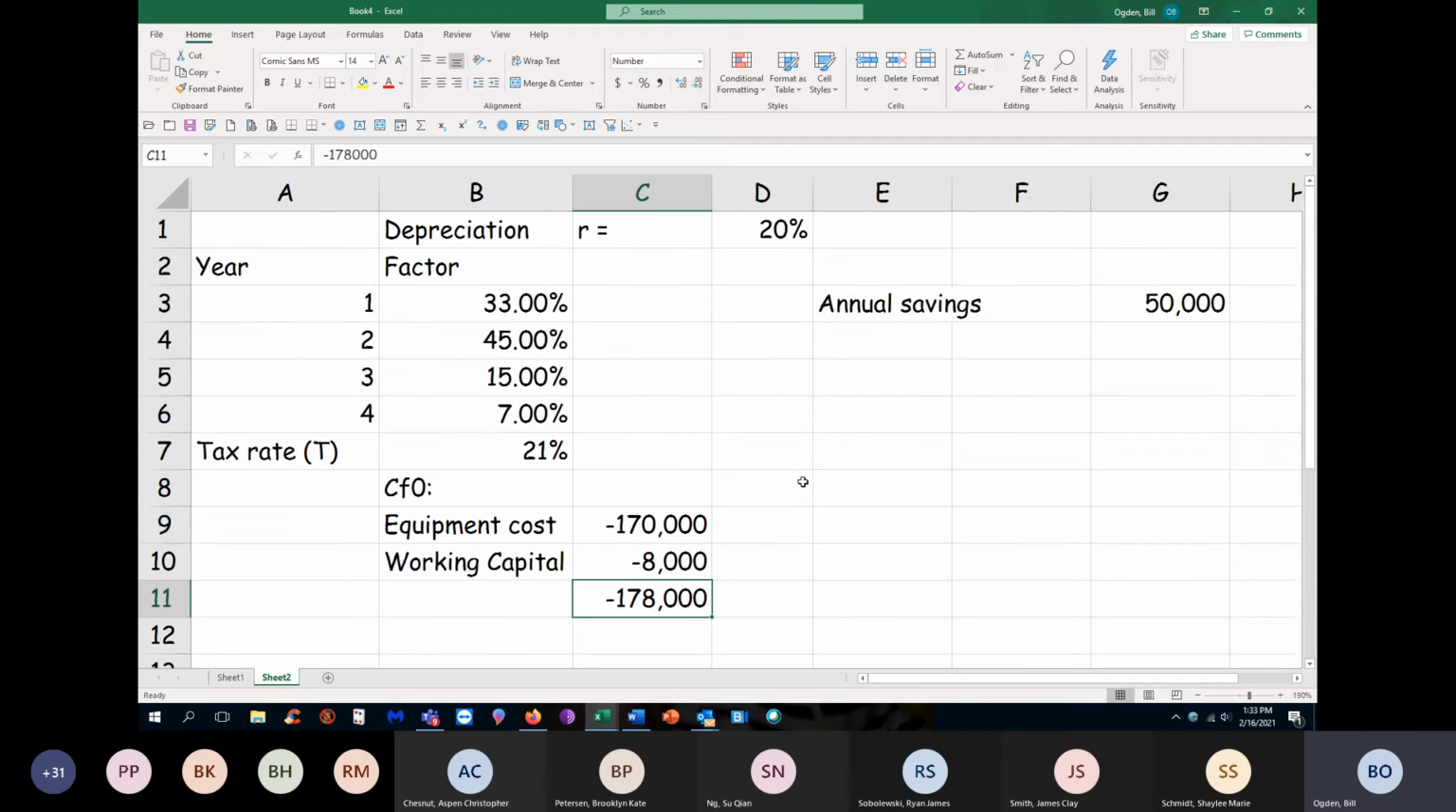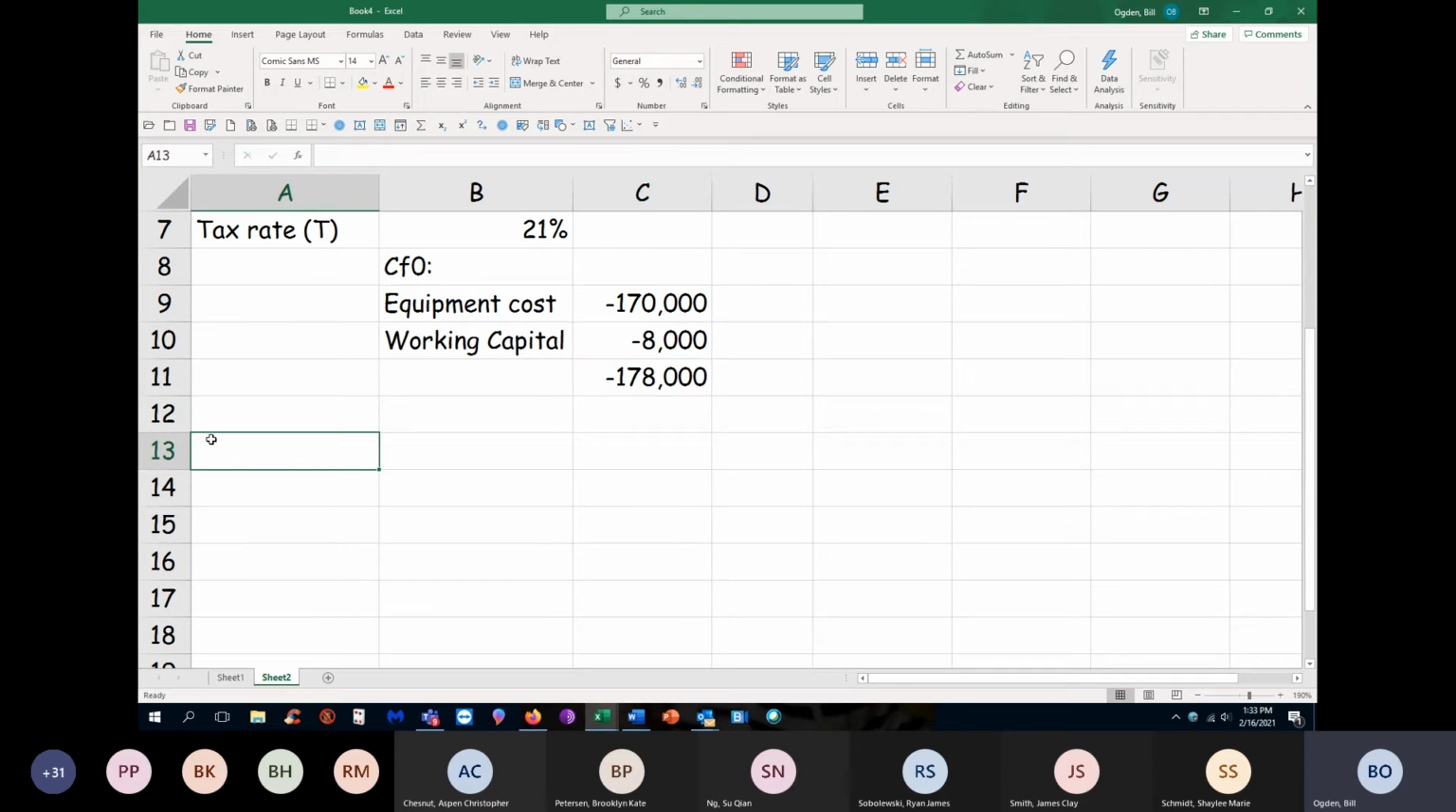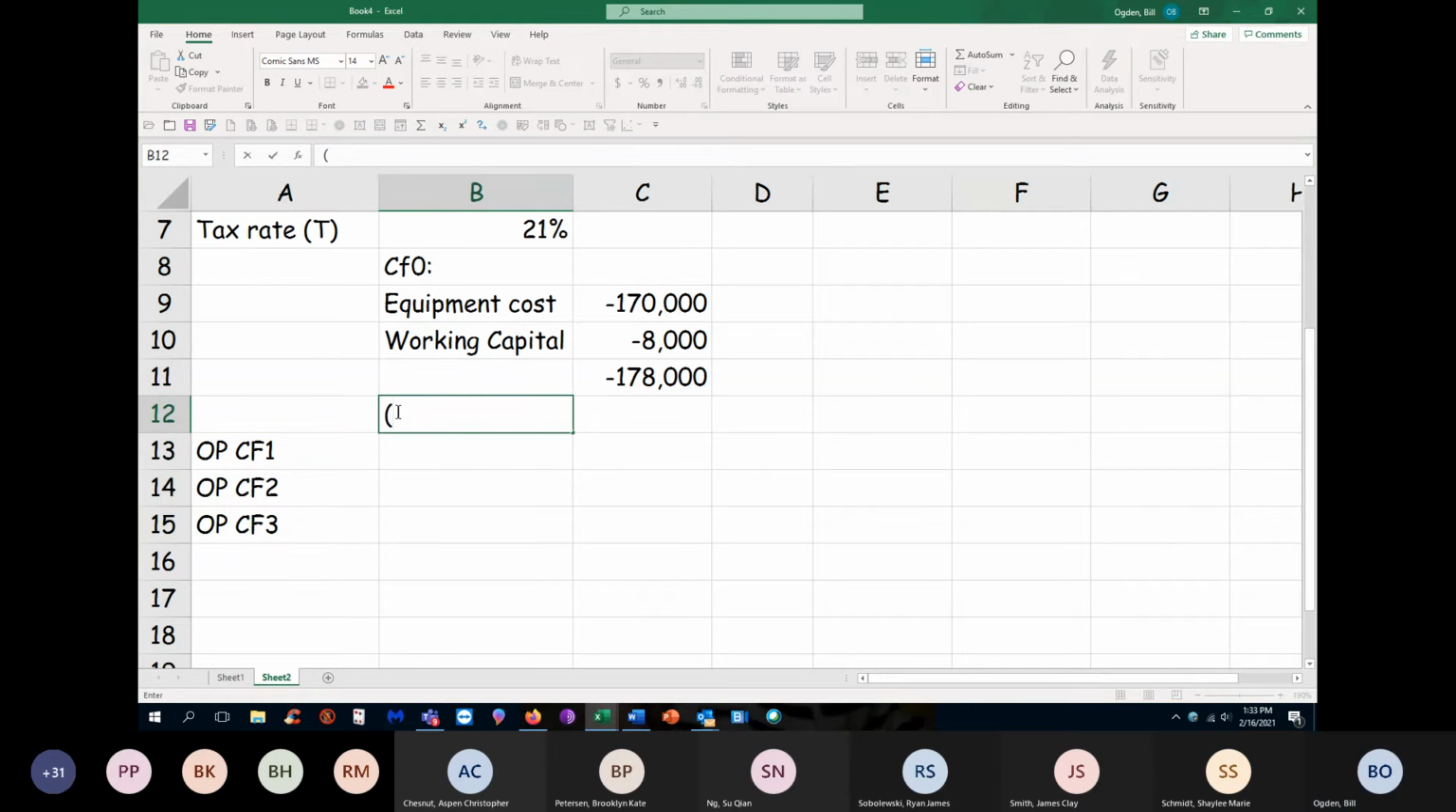All right, and let's do our operating cash flows. So let's do op cash flow 1, and we'll do 3 of these. And as you know, Excel will change that last number for me as I copy that down, won't it? Okay, and then we will use revenues minus costs times 1 minus T plus T times depreciation. There you go.